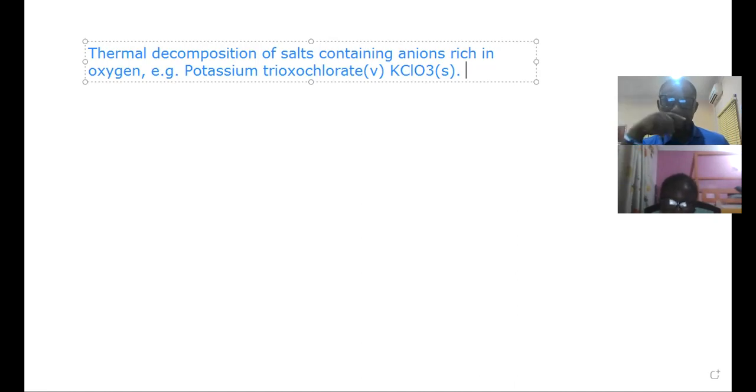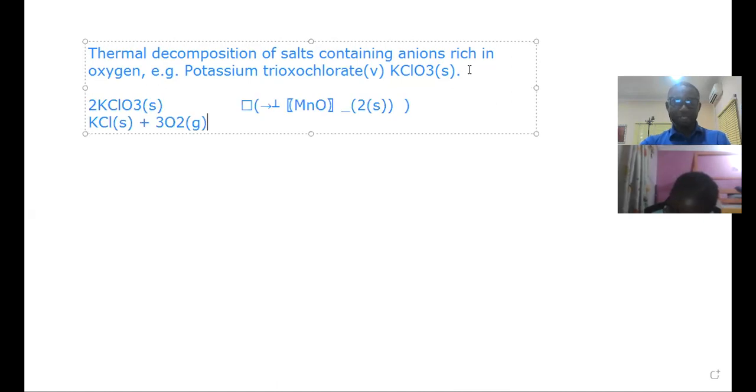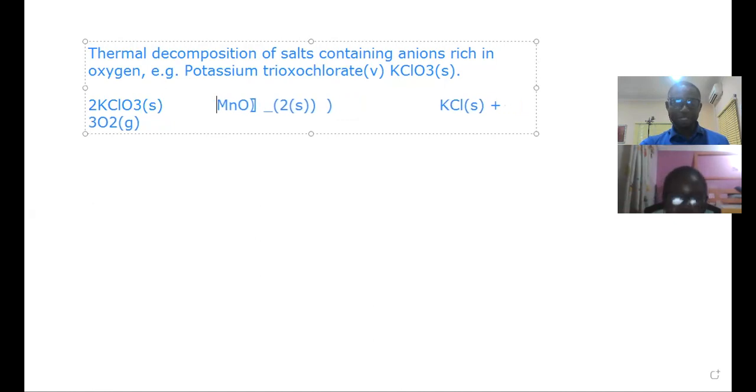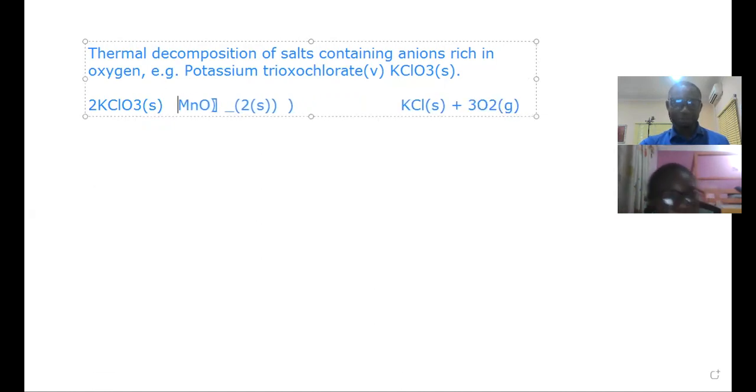in the presence of a catalyst, and the catalyst is manganese(IV) oxide. When it's been heated, what happens? KCl and 3 molecules of oxygen gas are produced. So this is how we know that oxygen has been produced. But definitely it's been illustrated or symbolized by some things. We know oxygen has been given off in one or two ways. This is how we just know that oxygen has been released. That's when we come to tests of oxygen.